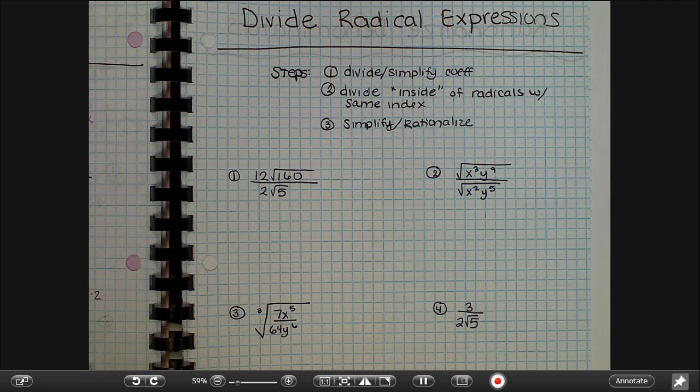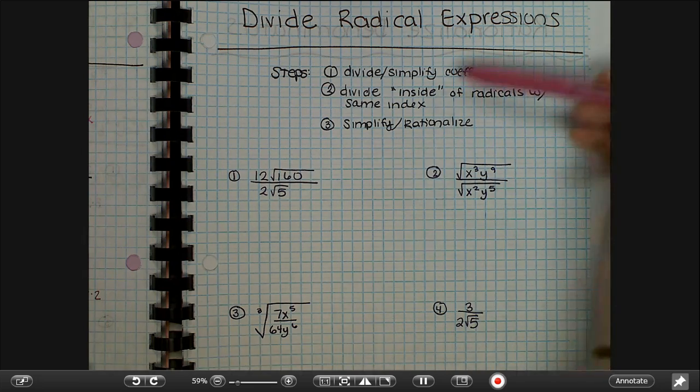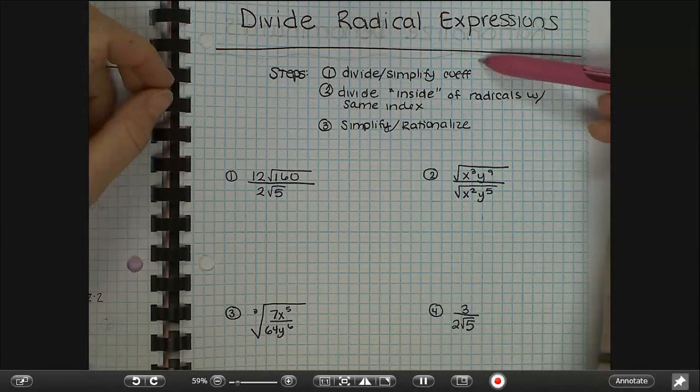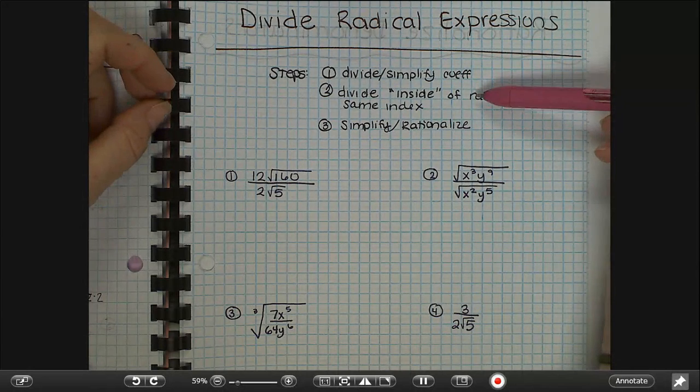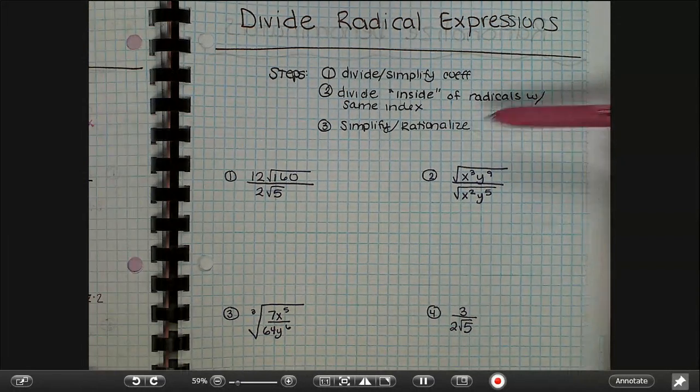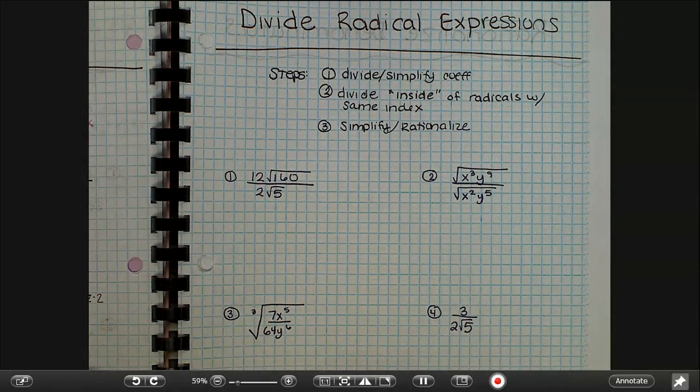Right, so now we're going to divide radical expressions and also rationalize denominators when that happens. There's going to be a couple examples on here. First, the steps for dividing radical expressions are similar to multiplying. You're going to work with the coefficients, you're going to divide the inside of the radicals, and you're going to simplify or rationalize, which I will explain in a minute.